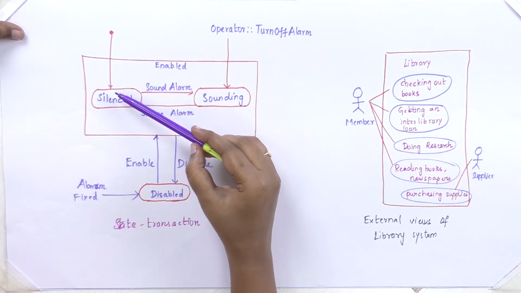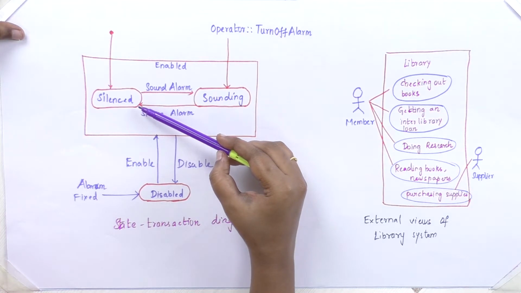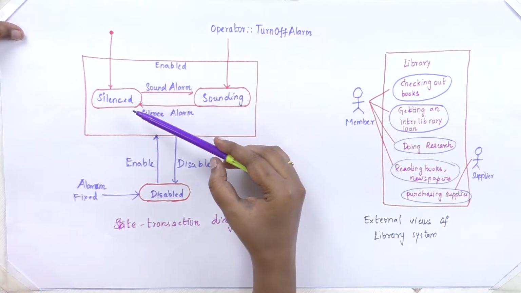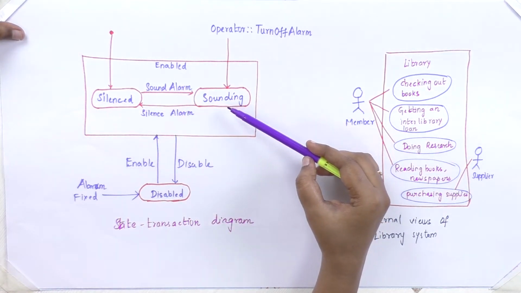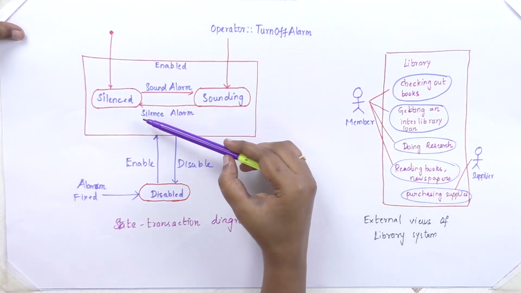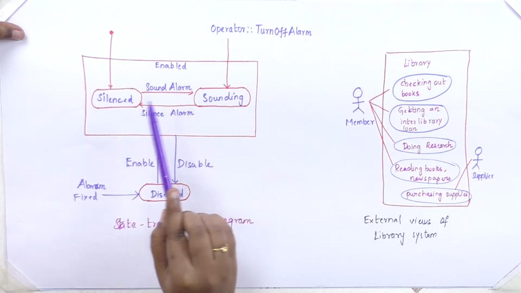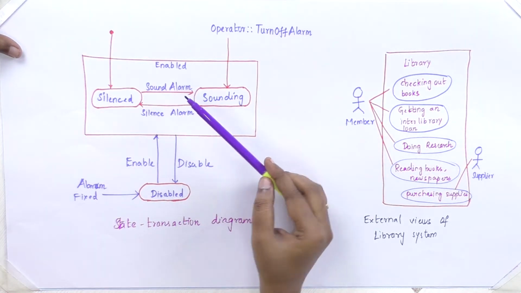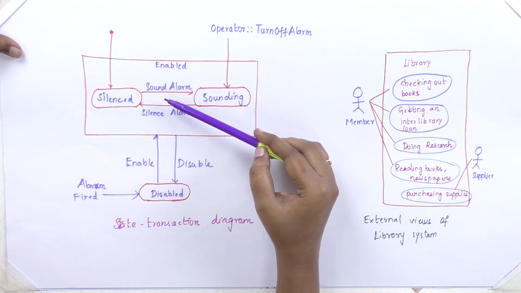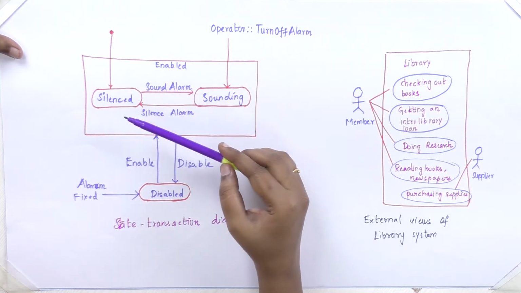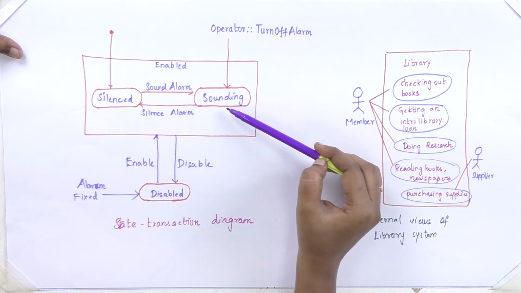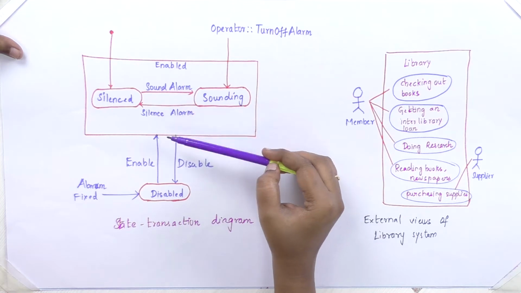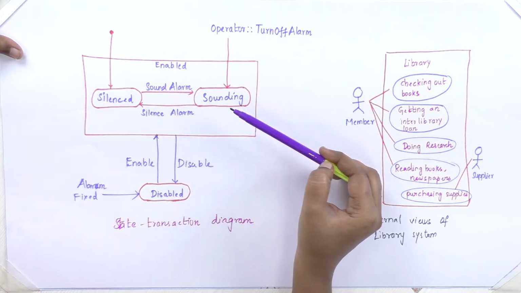Here initially our system will be in silent state. If the silent state is made to make an alarm, then it will move on to sounding state. If you are turning off the alarm, it will move on to silent state. So the transaction takes place from silent state to sounding state based on the requirement of the user. If the user wants to make the alarm sound, the state will move from silent state to sounding state. If the user is making the alarm go to silent mode, then it moves from sounding phase to silenced phase.